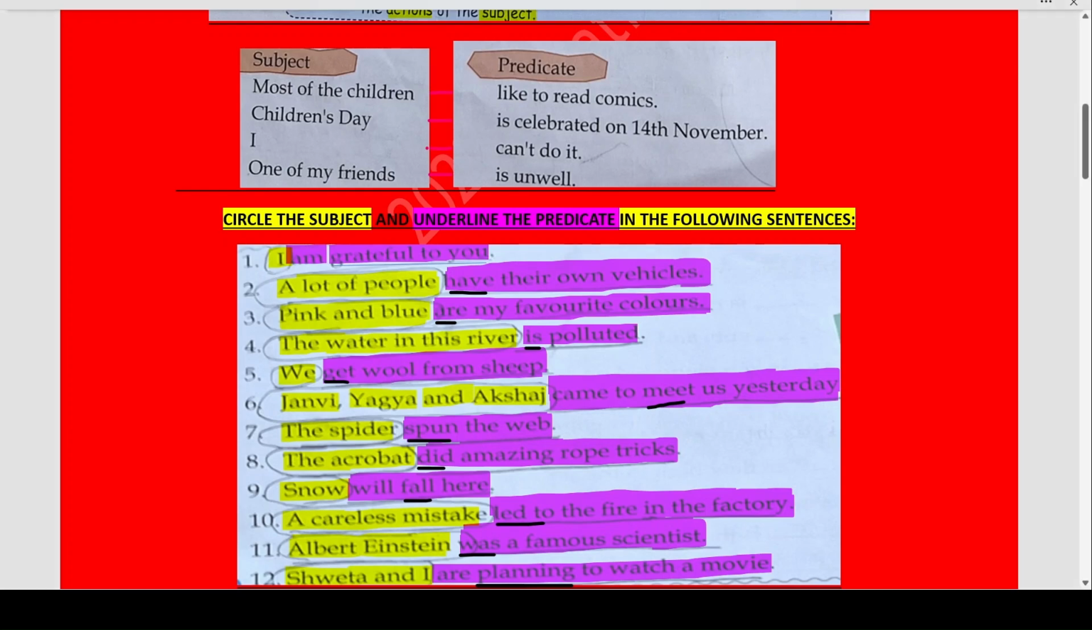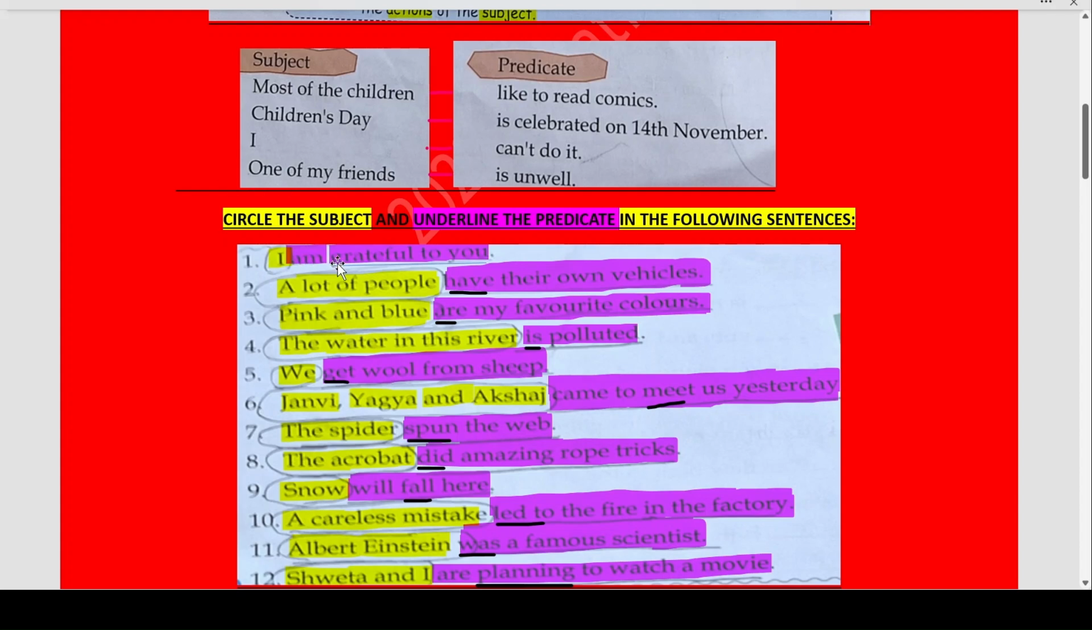Now let us do a worksheet. Circle the subject and underline the predicate in the following sentences. There are a few sentences which are given. You need to circle the subject and underline the predicate. So I have highlighted the subjects in yellow and highlighted the predicate part in purple.